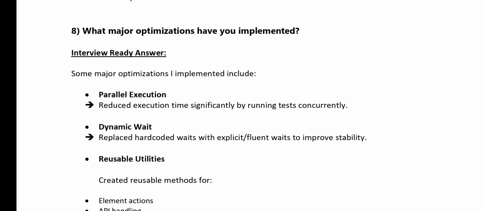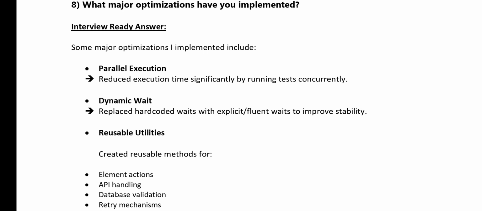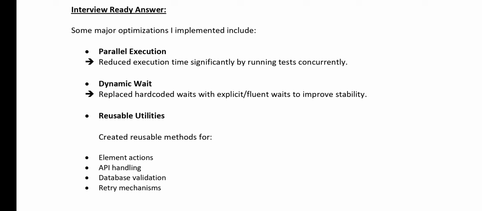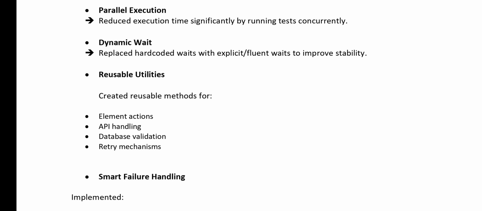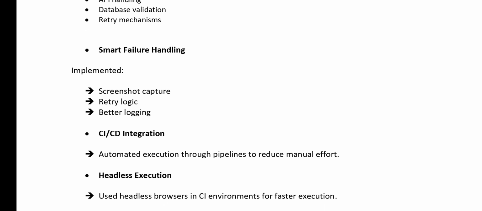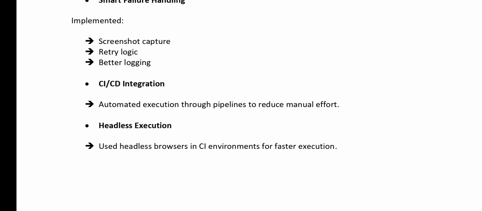The next question goes like, what major optimizations have you implemented? You can tell some major optimizations I implemented include parallel execution, dynamic wait, reusable utilities, smart failure handling, CI/CD integration, and headless execution. Be thorough with what we are doing with each of these categories.